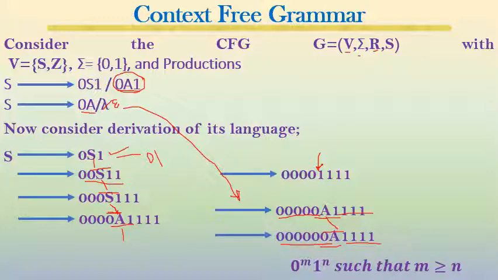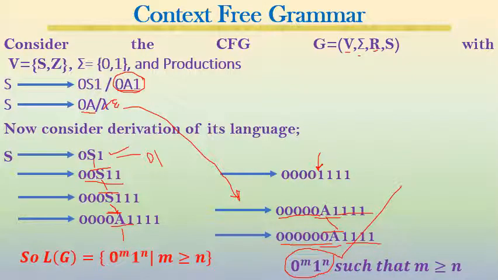So it means that the language generated by this grammar is 0 power m 1 power n, and this is the language that we proved in the previous lecture to be a non-regular language. But here you can see that this language is a context-free language. So it means that a language that is not regular can also be a context-free language. But once a language is context-free, it doesn't guarantee that it must be a regular language. So this is the language of the grammar.